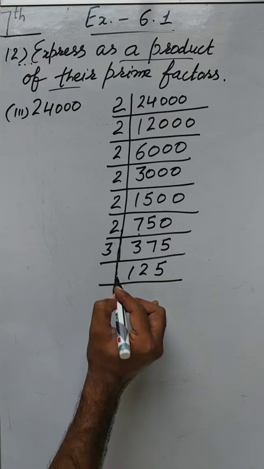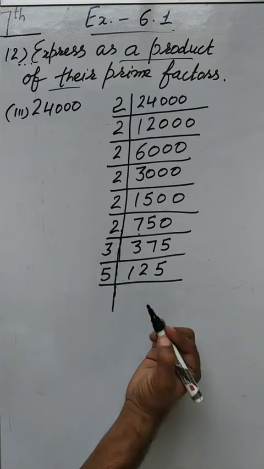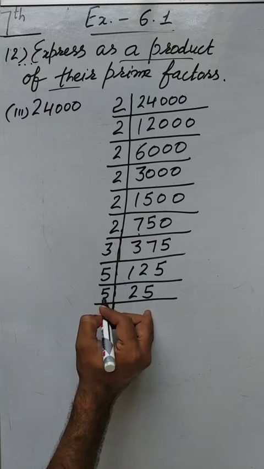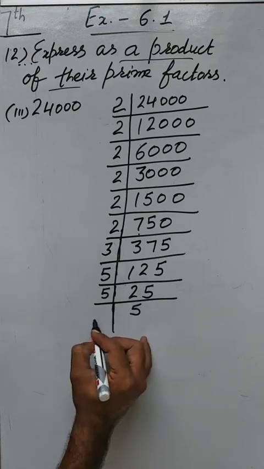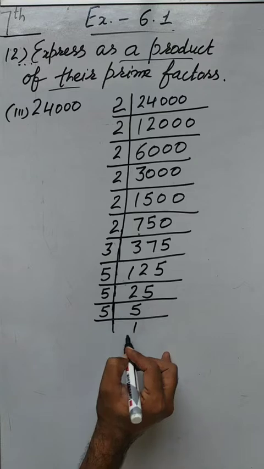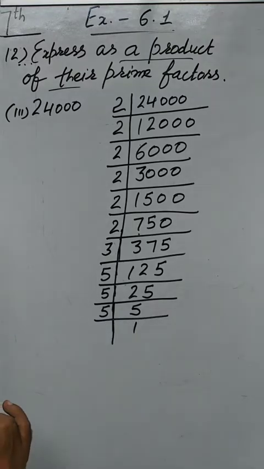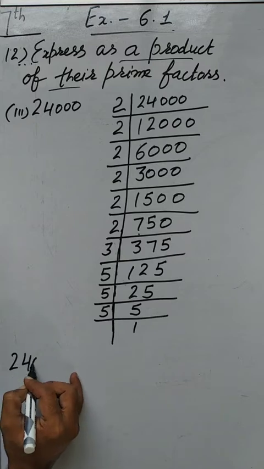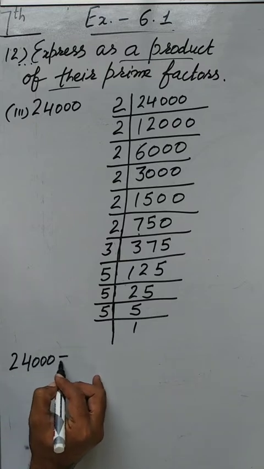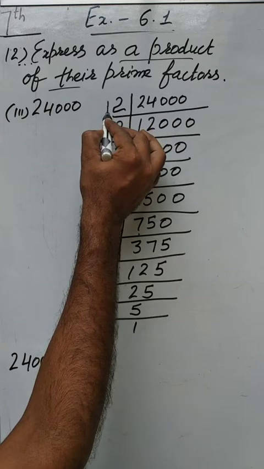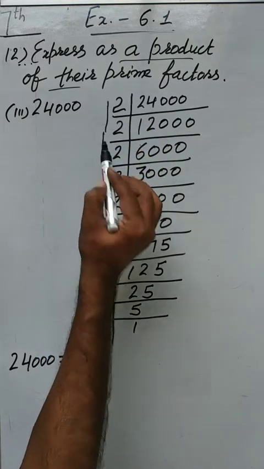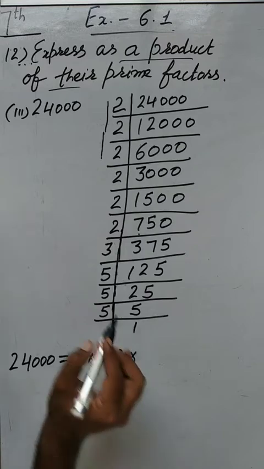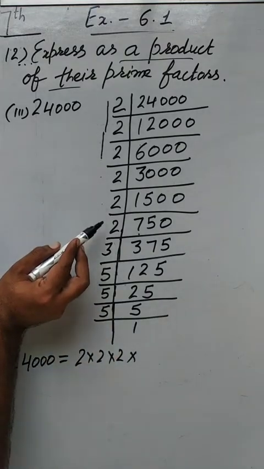And you know 125 is divided by 5. It is 25, and 25 is divided by 5 again. 5 fives are 25, and here is a 1. 5 ones are 5. These are our prime factors. So 24,000 is written as 2 multiply 2 multiply 2, and again, beta, 2 multiply 2 multiply 2.